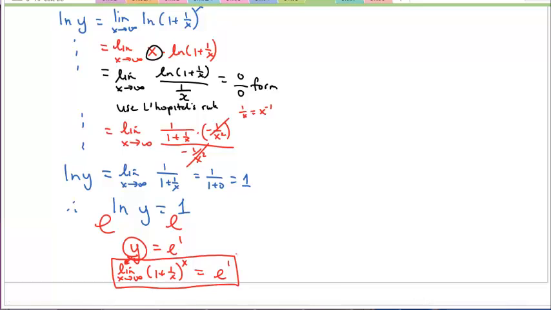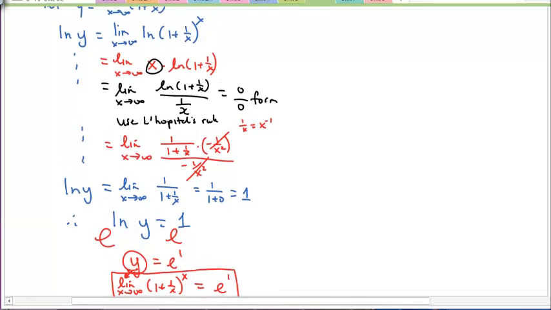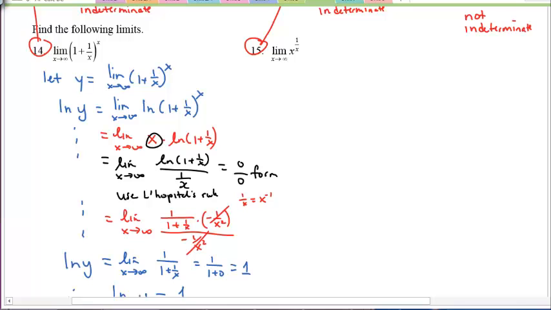Alright, you try 15 because it's similar to what I just did here. Okay? Go ahead. Let y equal the limit and begin your process of solving. Check back with me here after you're done. Okay? You should be able to do this now.